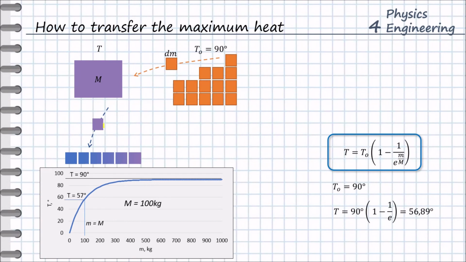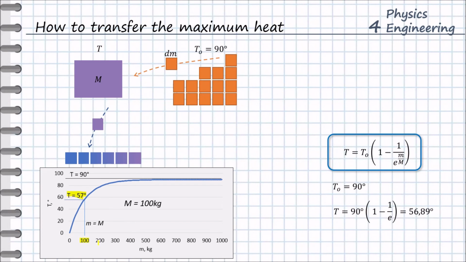Imagine our cold body has a weight of 100 kg, and then this graph shows the maximum temperature of the cold body, which can be achieved by increasing the weight of the hot body from 0 to 1000 kg. We can see if the mass of the hot body is same as the mass of the cold body, 100 kg, then we can heat the cold body to 57 degrees. This is the result of our problem today.